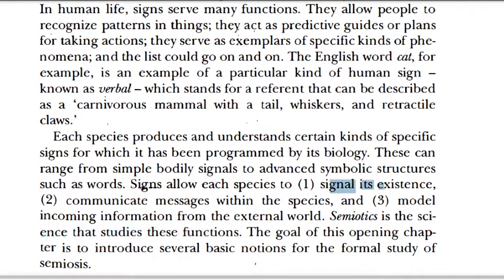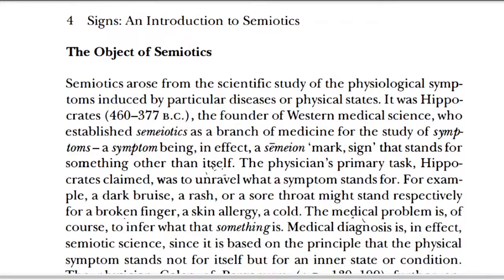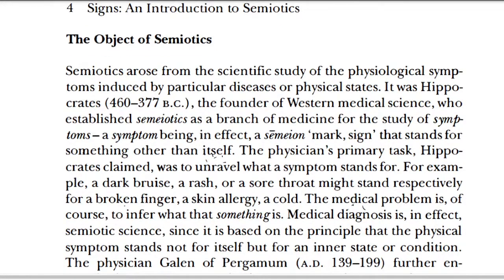Three things: signal its existence, for a species to signal its existence, I'm here. Communicate messages within the species. And model incoming information from the external world. Semiotics is a science that studies these functions. The goal of this opening chapter is to introduce several basic notions for the formal study of semiosis. So the object of semiosis.